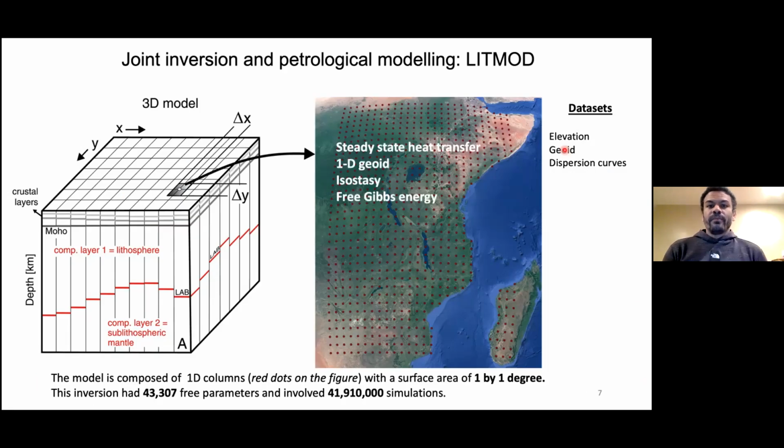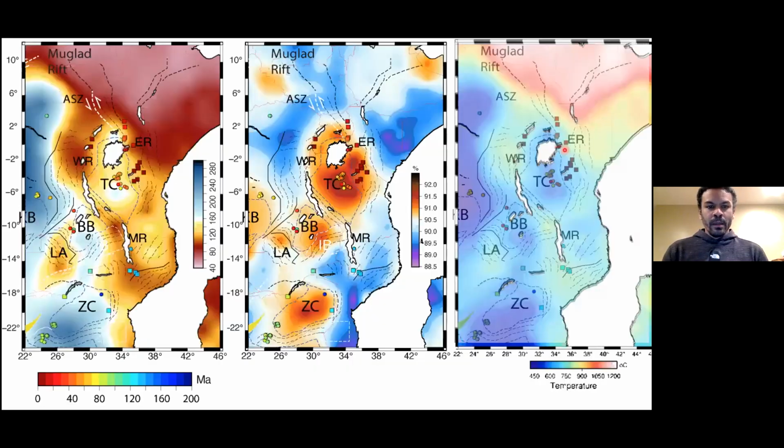And the physical problems we solve here are the steady state heat transfer, the geoid, the isostasy, and the free Gibbs energy to get the information in terms of the bulk composition and the mineral assemblage. In terms of modeling, we are using a Bayesian inversion. We generate a lot of models, millions of models, and then we just save the best 5,000 models to provide the final model. And here is an example of the model we have.